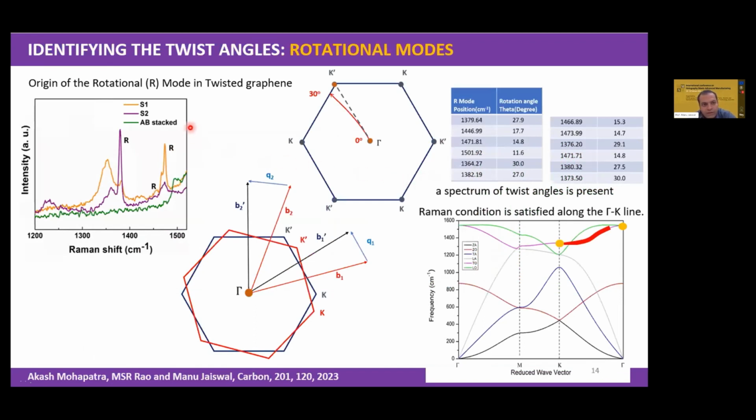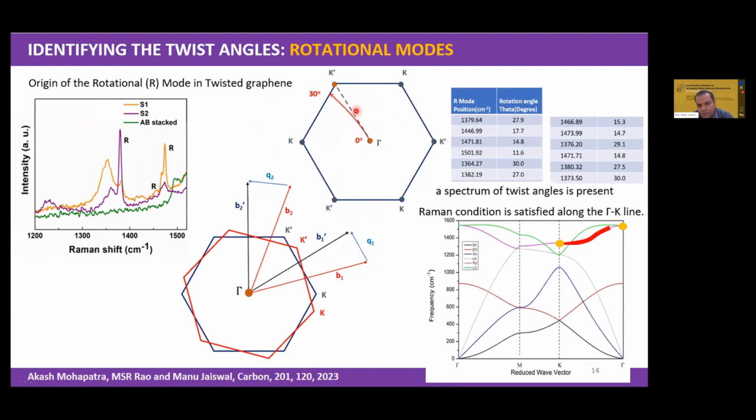And then there are fingerprint rotational modes, or the R modes. And this is very interesting because Raman in graphene is only excited at the gamma point for the G mode, that is the zone center, or for a phonon process, it can be at the K point, the zone corner. But the inside of the entire Brillouin zone is inaccessible by Raman because the light cannot provide the momentum. But what interesting thing happens in twisted graphene is that the Raman condition can get satisfied all along the gamma K line, making the entire Brillouin zone accessible.